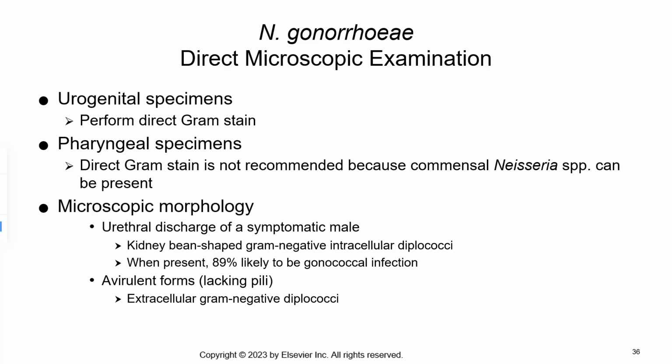Microscopic morphology of urethral discharge of a symptomatic male: kidney bean-shaped gram-negative intracellular diplococci. When present, 89% likely to be a gonococcal infection. There are avirulent forms lacking pili, and extracellular gram-negative diplococci.